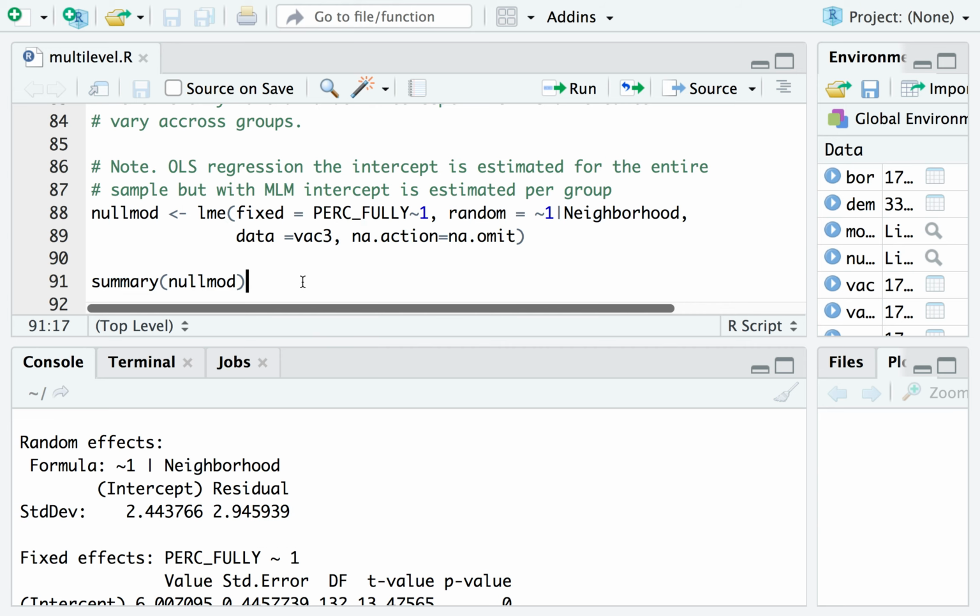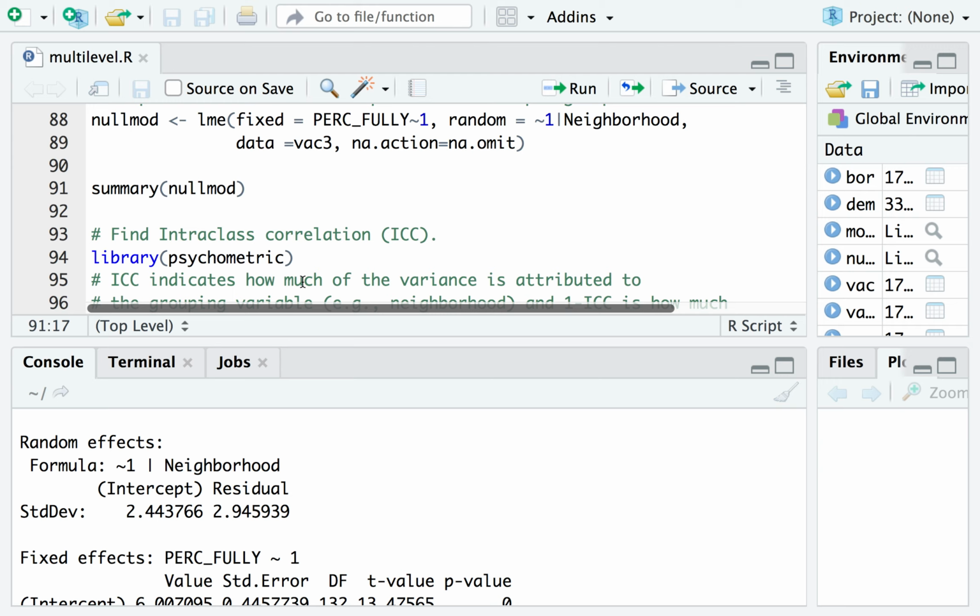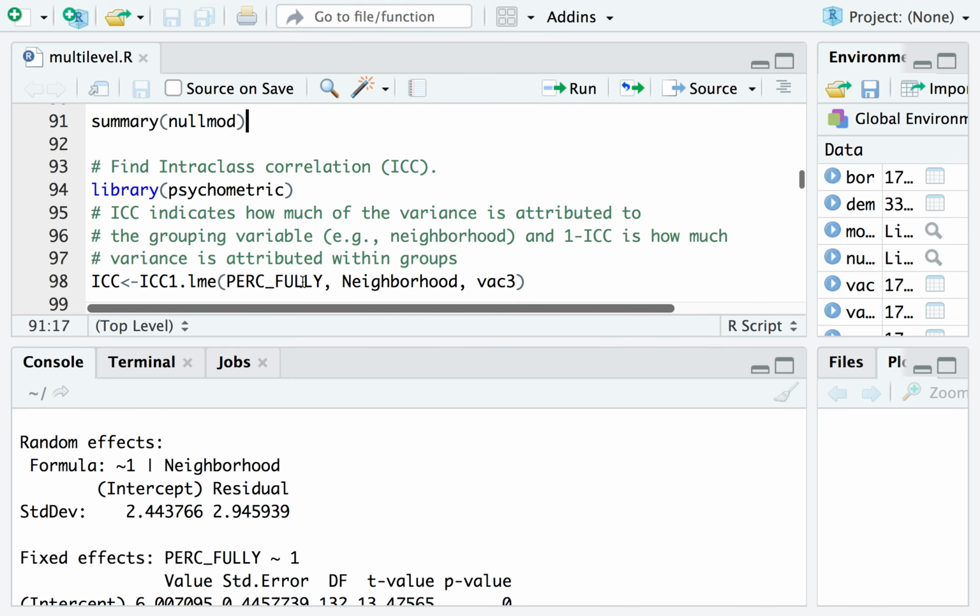Now, the first question you have to ask is, do we even need to run a multi-level analysis? And to check whether you should be running it or not, you need to look at your interclass correlation. This looks at the variance that's accounted for by your grouping variable, in this case neighborhood. If it meets some threshold, then you're justified in running the multi-level model. If not, then you can just ignore it and just run your linear regression model. So let's look at the interclass correlation.